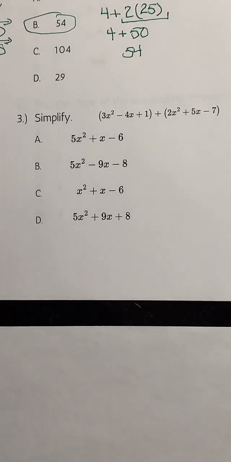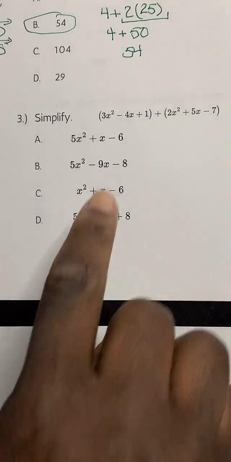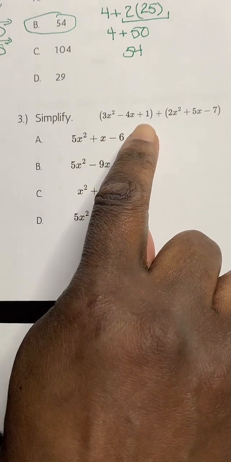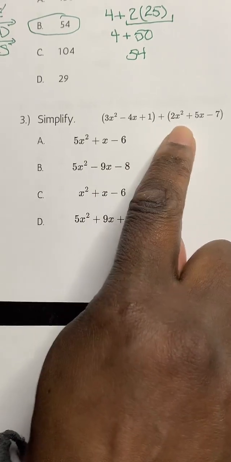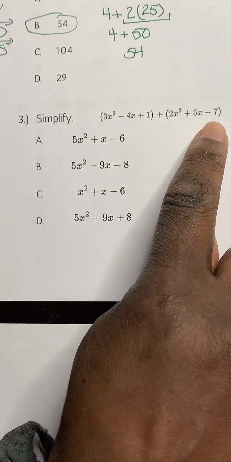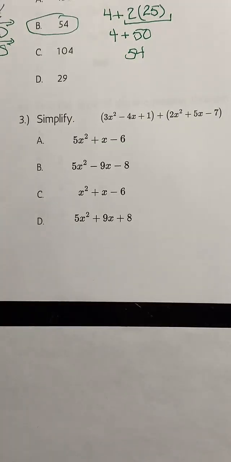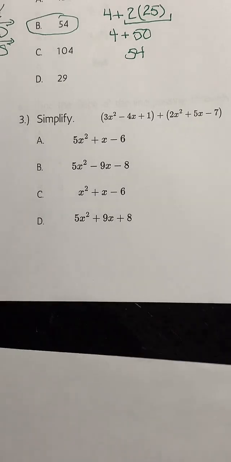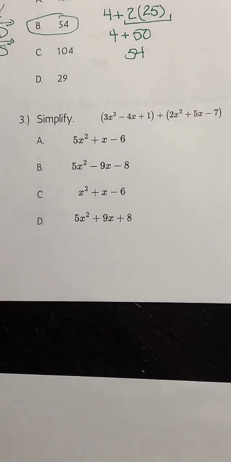All right, so this time we're going to simplify. So we have 3x squared minus 4x plus 1 plus 2x squared plus 5x minus 7. Once you do your simplification, is your answer A, B, C, or D? What do we think? Okay, CD I'm going to show in a moment. I just want to finish this one and then I'll go back to it because something tells me that we might need some more simplification.